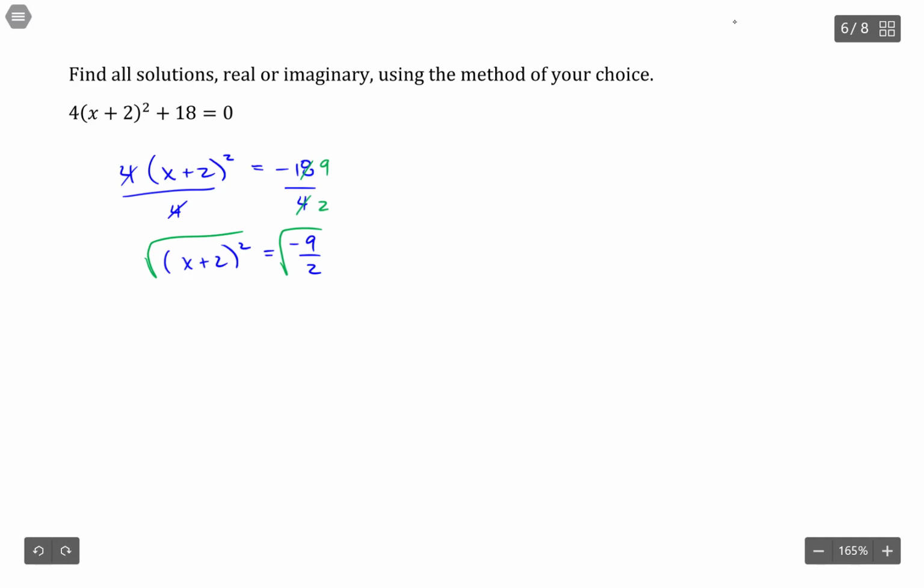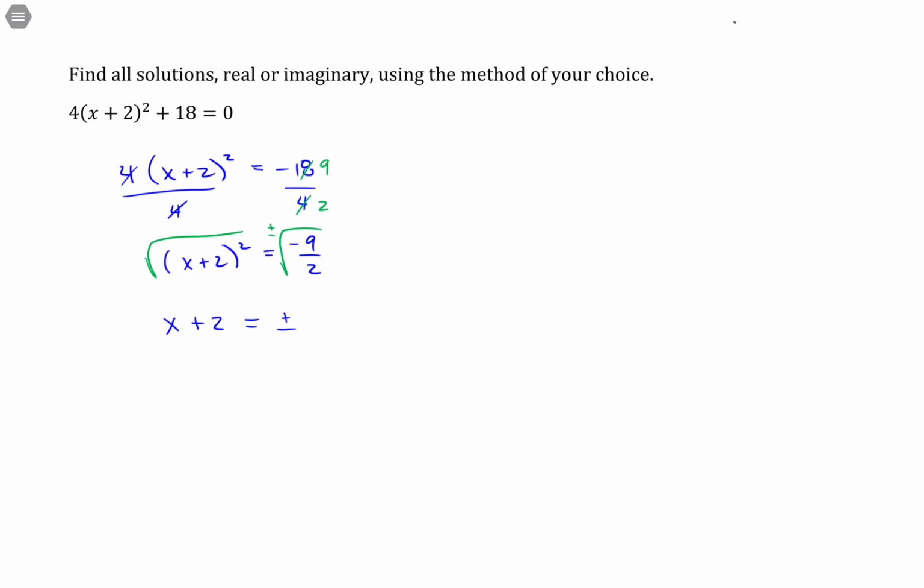In the next step, if I take the square root of both sides, I have to be careful, because I'm taking the square root of a squared variable, I need to make sure I consider the plus or minus case. Then that will leave me with x plus 2 on the left-hand side of the equation, and then a plus or minus.